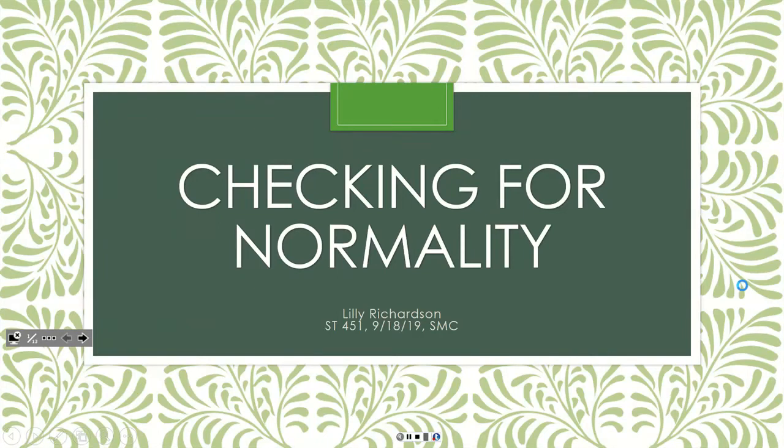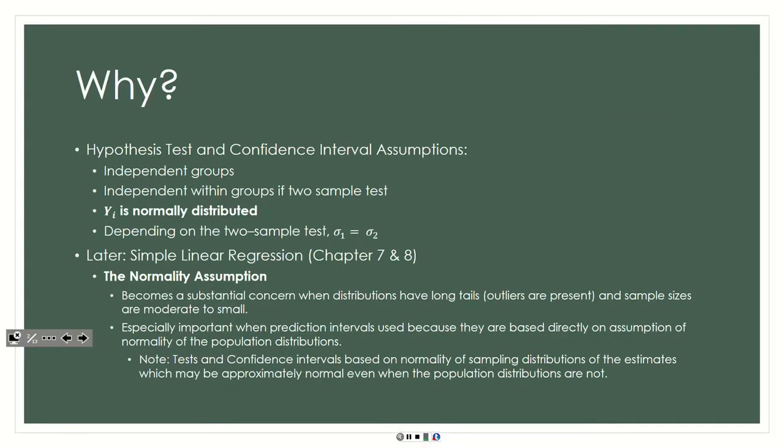Student presentation on a topic for the class, and Lily's presenting on testing for normality. So the first question is, why would we test for normality?